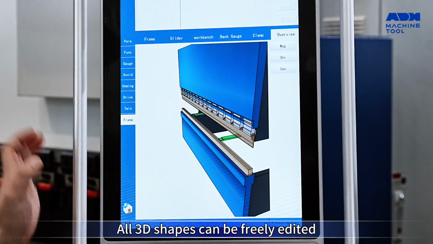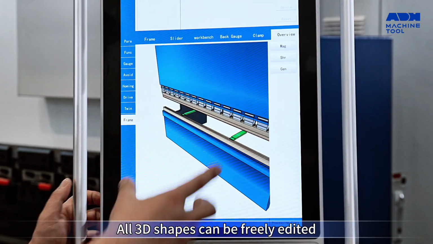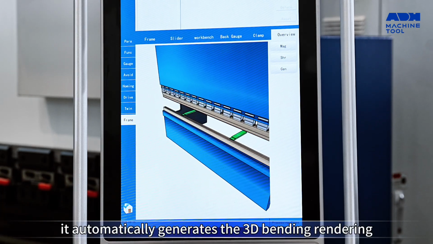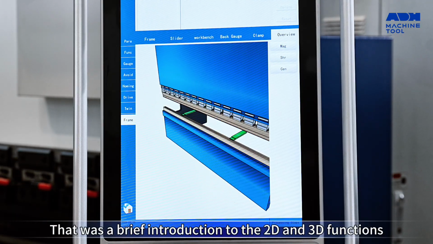All 3D shapes can be freely edited. By entering the 2D dimensions, it automatically generates the 3D bending rendering. That was a brief introduction to the 2D and 3D functions.